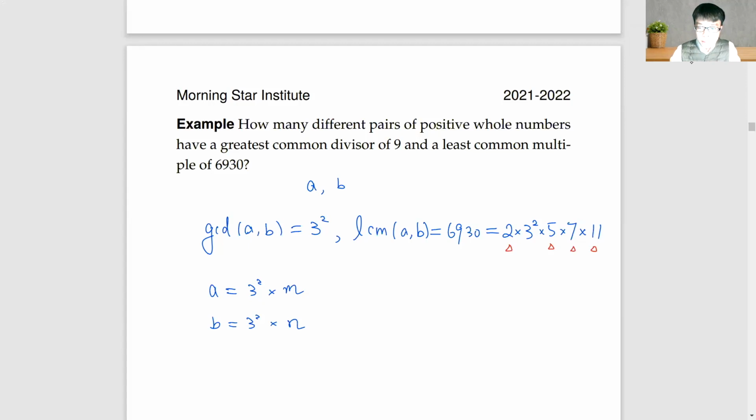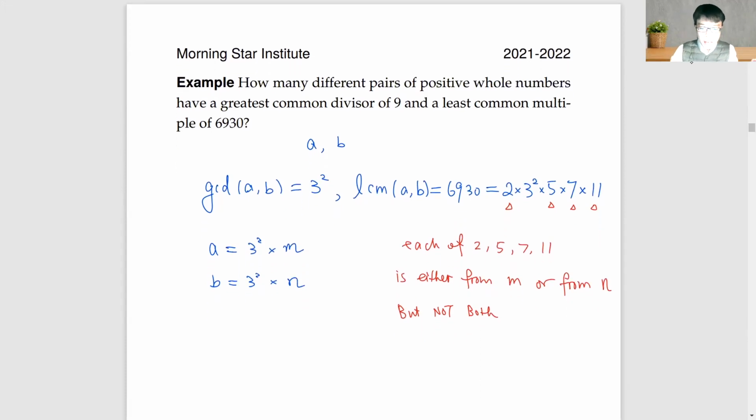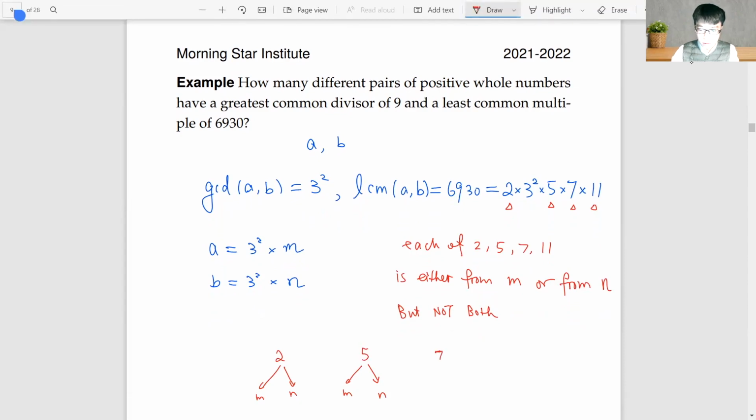So those prime numbers are from either M or from N, but not both. Let me write down, each of 2, 5, 7 is either from M or from N, but not both, because otherwise we have a larger GCD. So that means 2 will have 2 choices, right? Either it goes to M or goes to N. 5, 7, either from M or from N, and 11, either from M or from N.